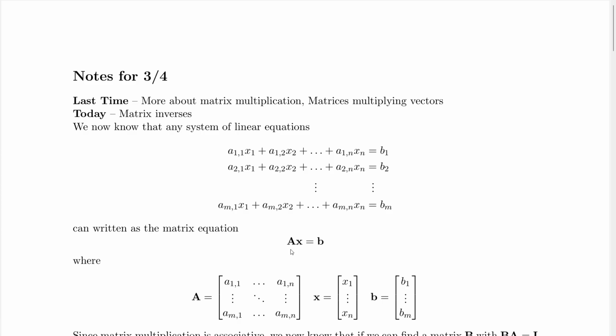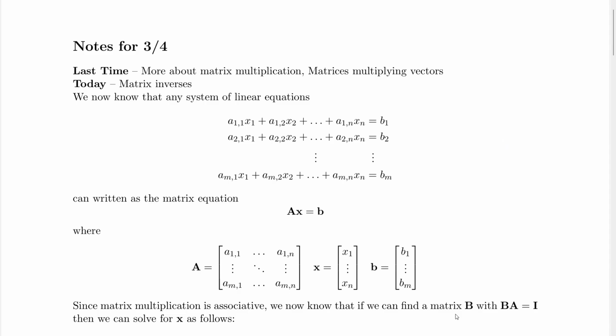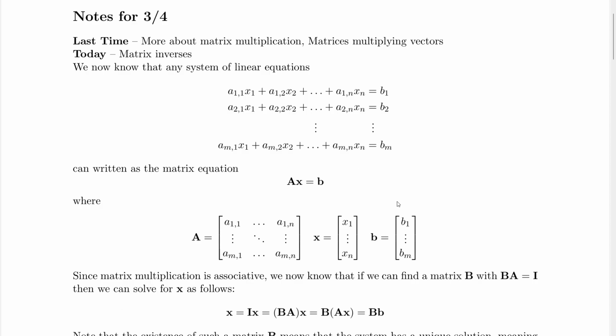And as we noted, an obvious choice here would be to multiply A by something and get the identity, and that would then isolate X, but in order for that to be proper, we needed to prove matrix multiplication is associative, which we did. So like I just said, if I can find a matrix B so that B times A is indeed the identity, then X can be solved for as follows.